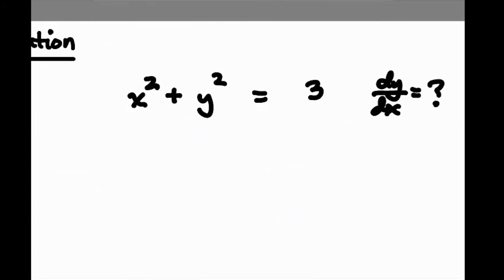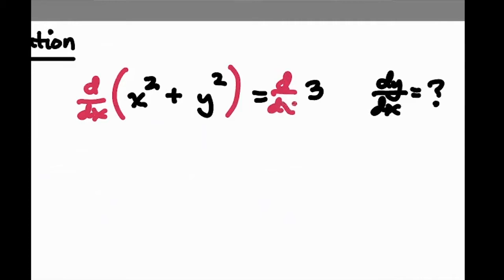Okay? So let's do this. First thing that you need to do, it says dy over dx. That means we need a dx in there somewhere. So what we're going to do is differentiate both sides with respect to x. Okay? Remember what I said before, this is the hardest section of the unit, so make sure you definitely pay attention times 2.